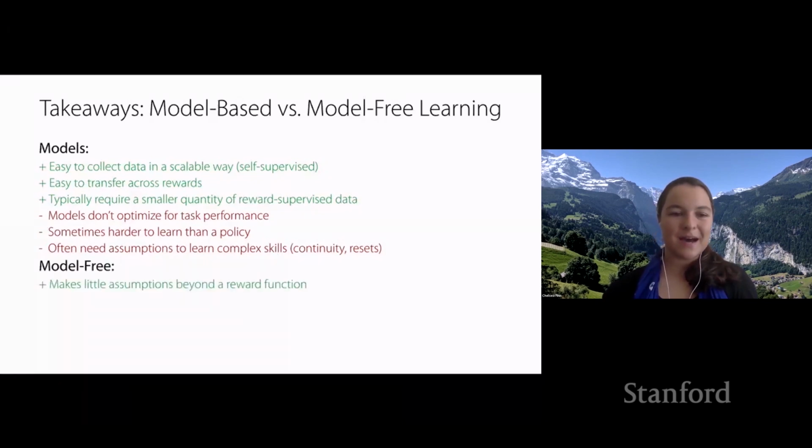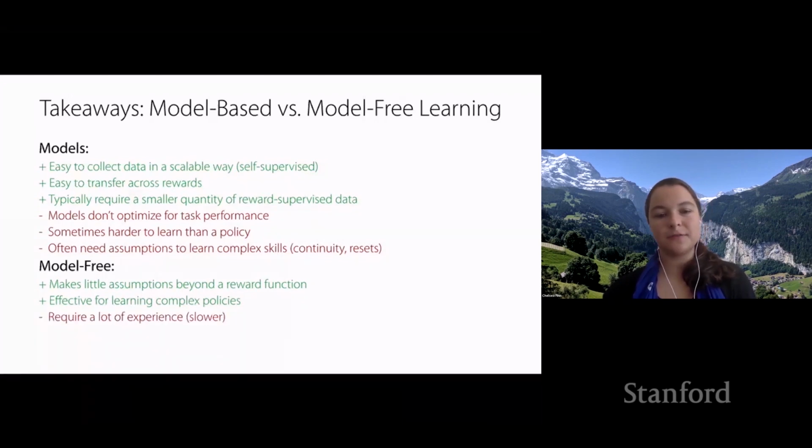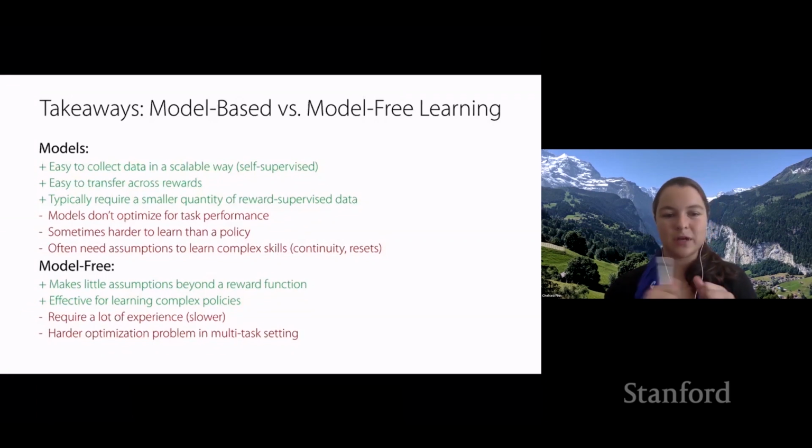For model-free methods, the upside is that they make very few assumptions beyond having access to a reward function, although having access to a reward function can be a substantial assumption in some applications. They're very effective for learning very complex policies or very complex tasks because they just have to learn a policy. They don't have to learn how the world works. The downside is that they tend to require a lot of data. They're slower to learn, and it can involve a harder optimization problem in the multitask setting because you aren't just training for a single model of how things work. You're trying to optimize for many different Q functions, or the policy for many different tasks.